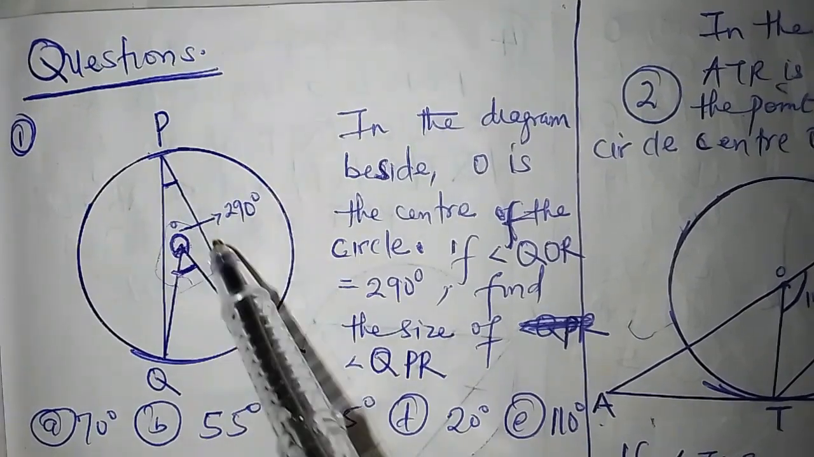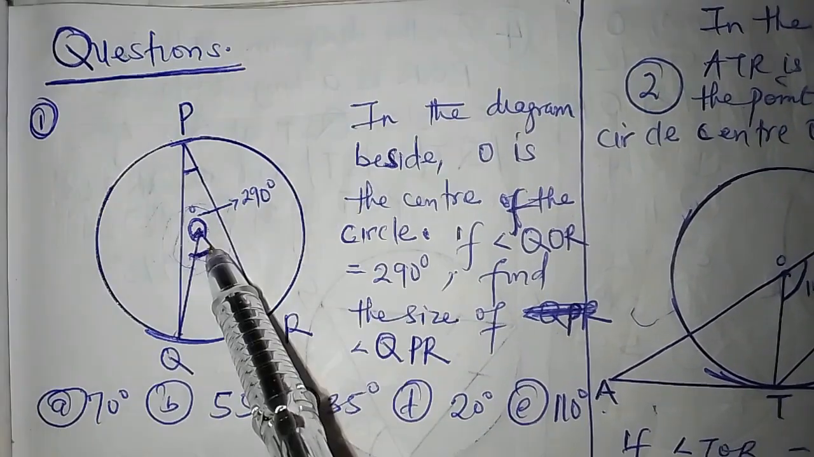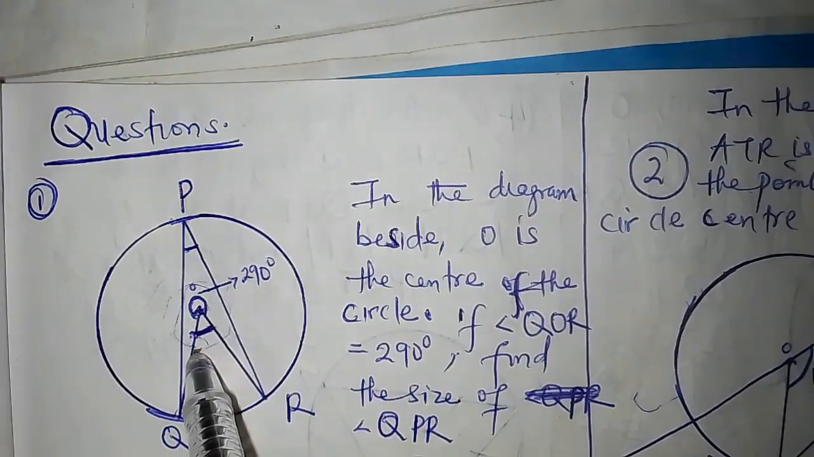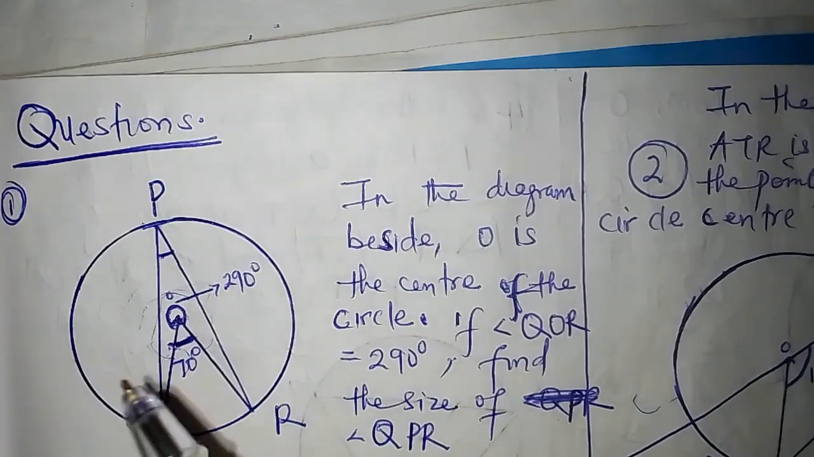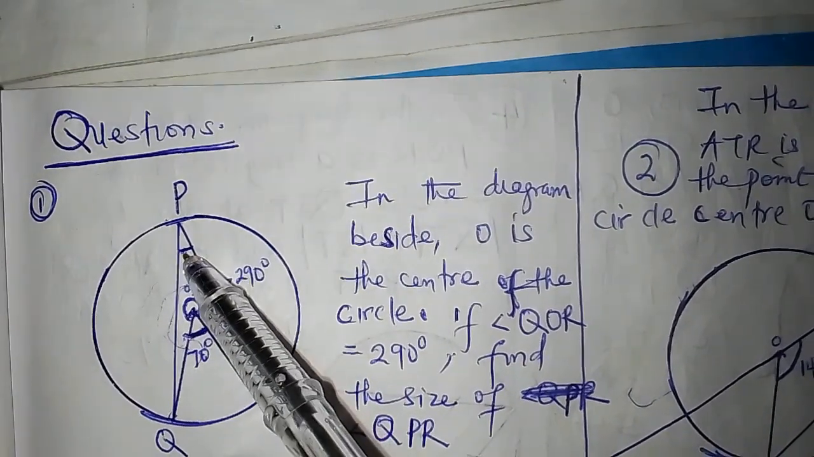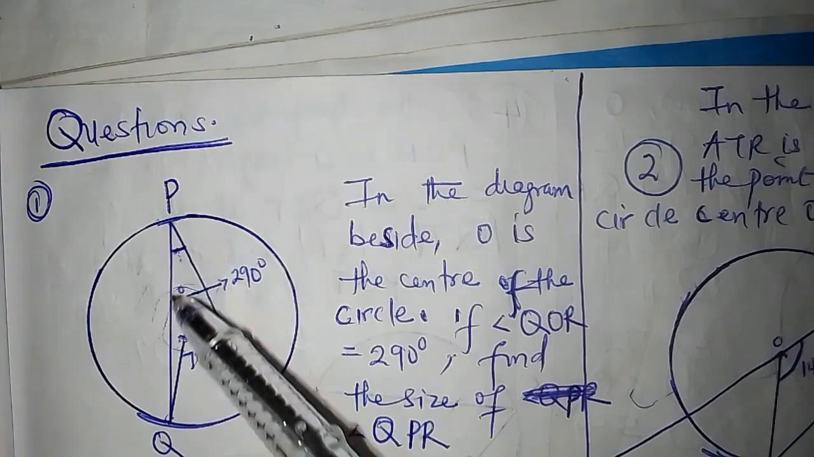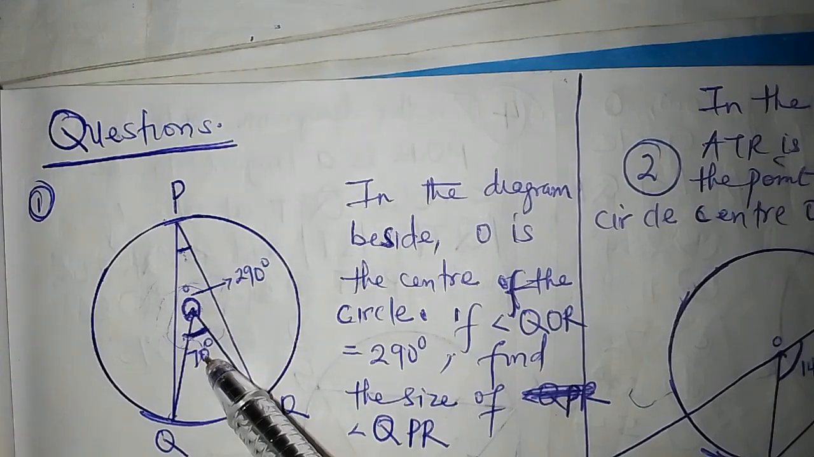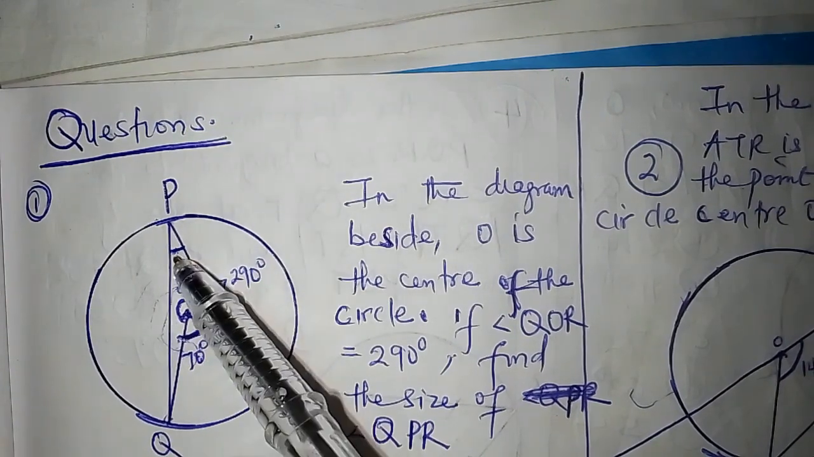Now, what is 360 minus 290? 360 minus 290 is 70 degrees. So here is 70 degrees. I can now connect this and this. So whatever is here is half of what is here. If I multiply this by 2, I'll get this. If I divide this by 2, I'll get this.